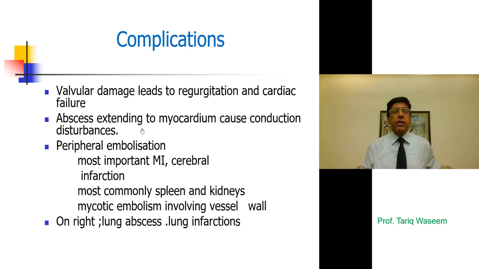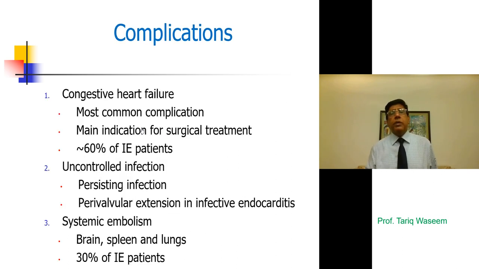And as we already mentioned, from the right side, these emboli may go to the lung, causing lung abscess or further lung infarctions. So the main complications may be in the form of worsening or new onset heart failure, which is the most common complication. The most common reason for presentation of these individuals may be general ill health along with worsening of a previously stable heart failure. And this may be one indication for a surgical intervention in infective endocarditis patients. So uncontrolled infection like ongoing fever, ongoing leukocytosis, that can be a complication.